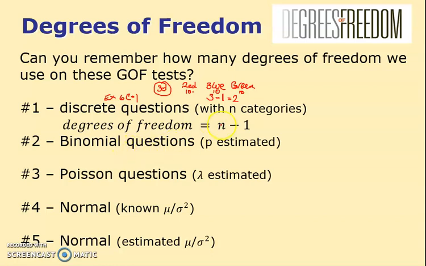Binomial questions are slightly different. You usually say that it's binomial n comma p. So already I'm thinking, if I'm having to estimate p as well as I've got this problem with the totals, I therefore do n-2. Notice, by the way, if I know for certain what p is, for instance, if I was to roll the dice and I knew exactly what p is, then I wouldn't need to take away 1. It would only be n-1. But when I'm estimating p, then it's n-2.